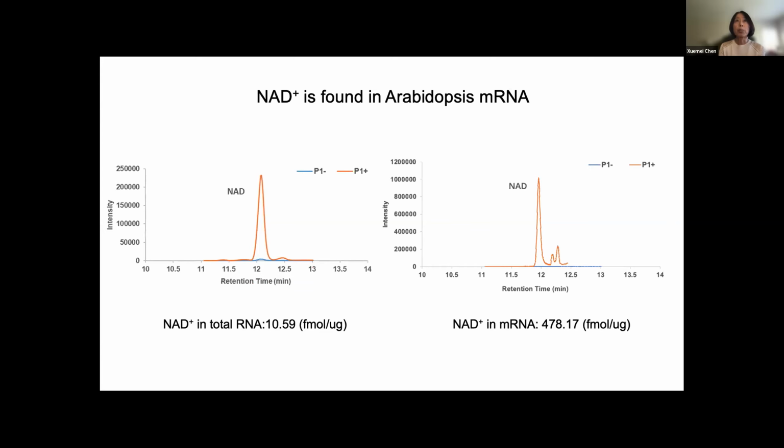So using a similar approach, LC-MS approach, we looked into the presence of NAD in Arabidopsis RNA. So we treated Arabidopsis total RNA or mRNA with nuclease P1 or mock treated these RNAs, and then we detected NAD using LC-MS analysis. And we were able to indeed detect NAD in both total RNA and mRNA. In fact, if you look at the amounts of NAD found in mRNA versus total RNA, it can be concluded that NAD is primarily present in Arabidopsis mRNA.